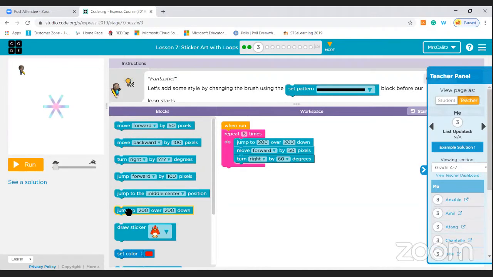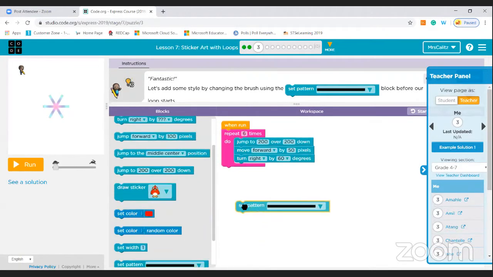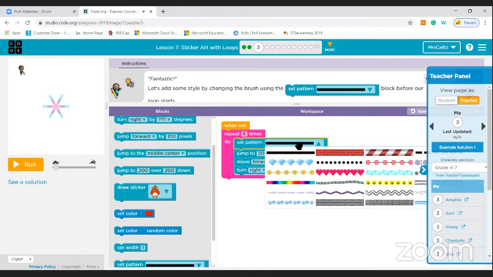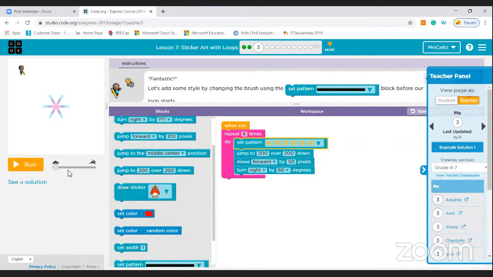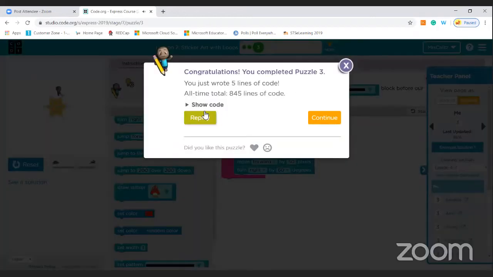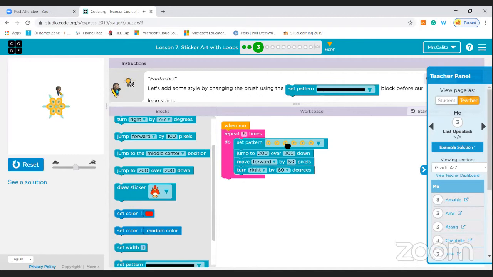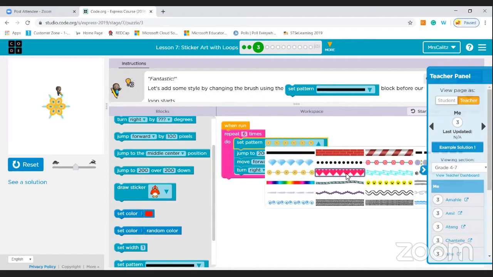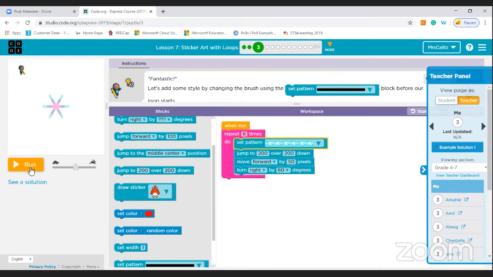Okay. So where's our set pattern? So here's our set pattern. So we're going to put that at the top. And now we can choose. What are we going to choose? I like these flowers. What do you guys think? Let's use the flowers, and I'm going to go a bit faster. So now it looks like a flower or something. Let's change it to something different. What are these? Thunderbolts. Let's try that out.